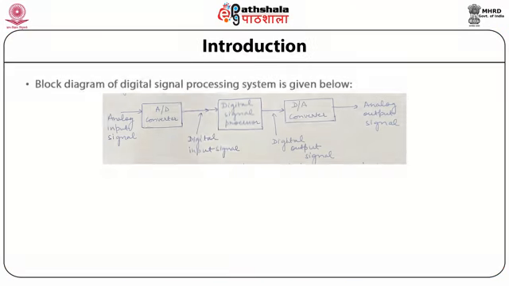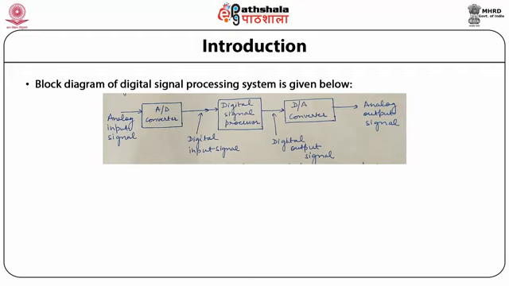Digital signal processing provides inexpensive and relatively fast digital circuits to construct highly sophisticated digital systems capable of performing complex digital signal processing tasks, which are very difficult and expensive to perform by analog signal processing systems. This figure shows the block diagram of a digital signal processing system.